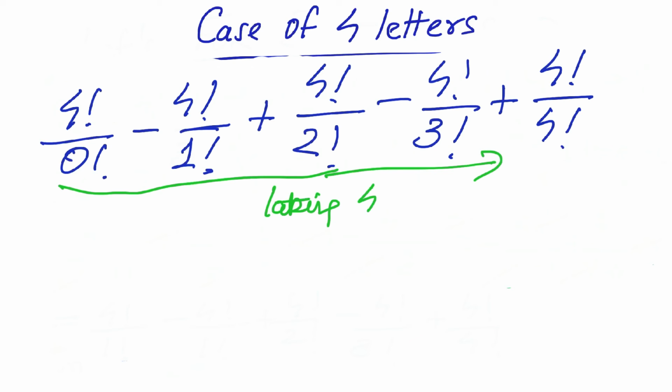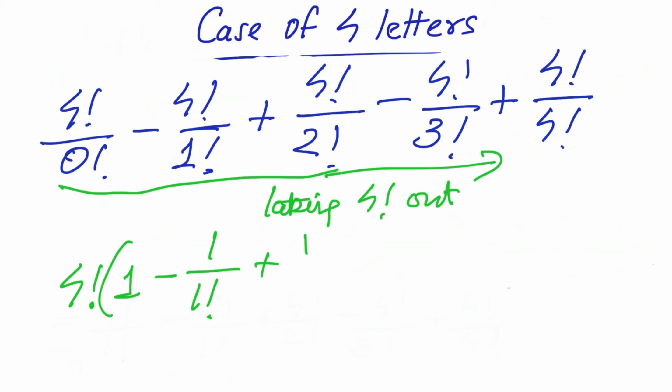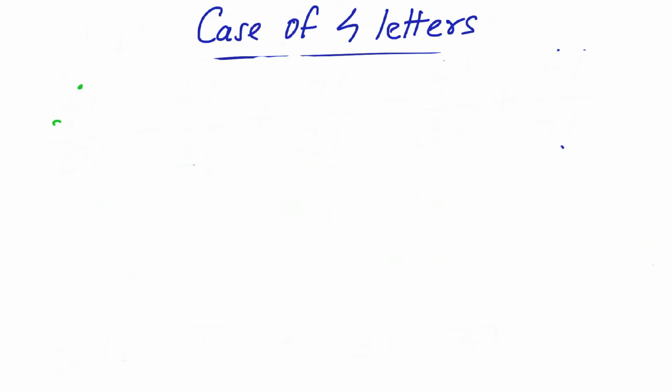We can easily see that the denominator values are increasing as we go forward, based on the n, that is 0 to 4, where in this case we choose n as 4, which means taking out the common 4 factorial, it's 4 factorial times the whole of 1 minus 1 by 1 factorial plus 1 by 2 factorial minus 1 by 3 factorial plus 1 by 4 factorial. So that's for n is equal to 4.